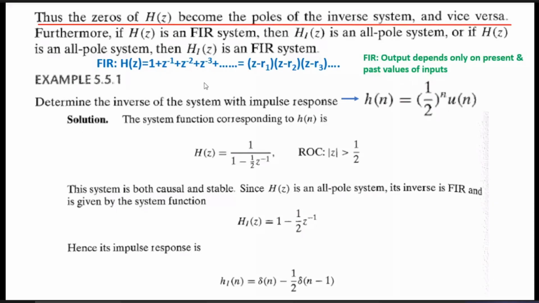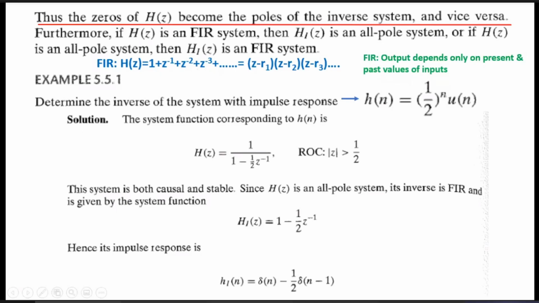Now we take another example. h[n] is equal to 1 by 2 to the power n times u[n]. Now determine the inverse of the system. The inverse of the system will be 1 by H(z). First you calculate H(z), then you calculate 1 by H(z). So H(z) is this one, with a to the power n u[n].